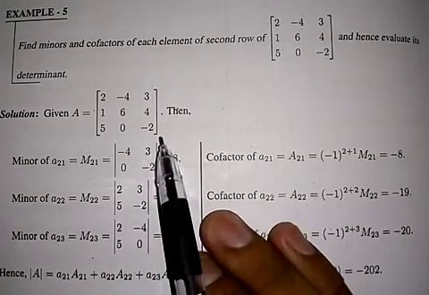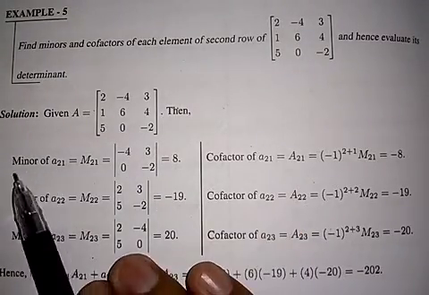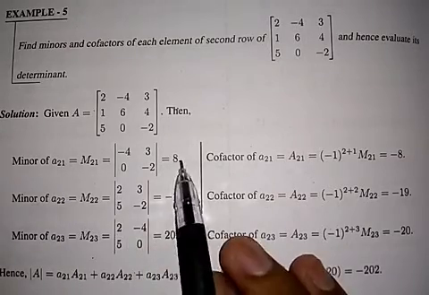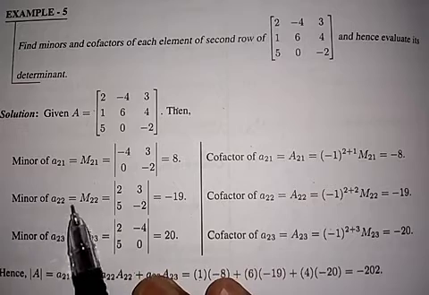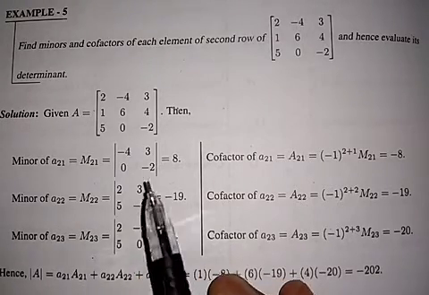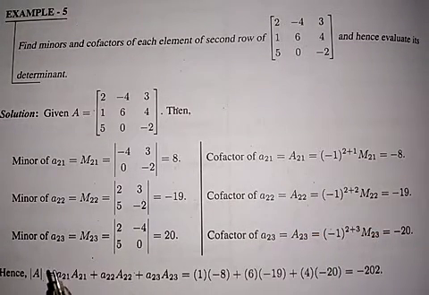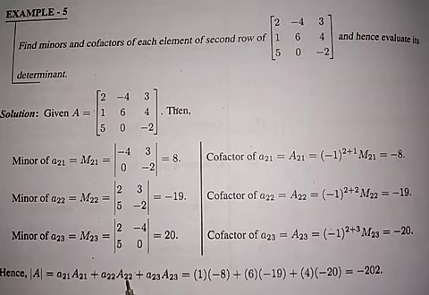We have a matrix of order 3 by 3. We can find the minor of element a21 equal to 8, and the minor of element a22 equal to minus 19. Similarly, we can find all minors and cofactors of the given matrix. To find the determinant, we apply a21 multiplied by cofactor A21 plus a22 multiplied by cofactor A22 plus a23 multiplied by cofactor A23. After simplification, we have the value of the determinant equal to minus 202.